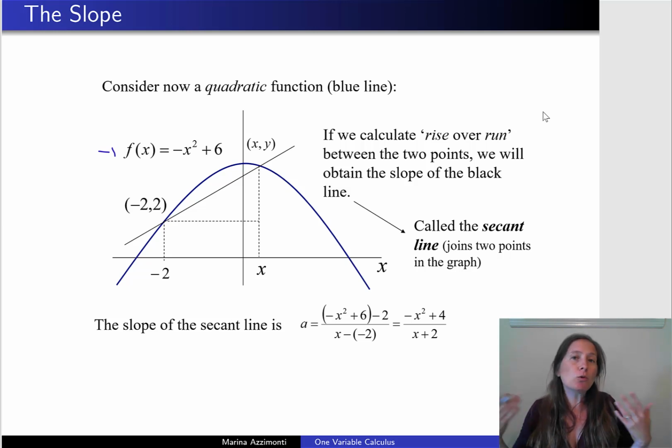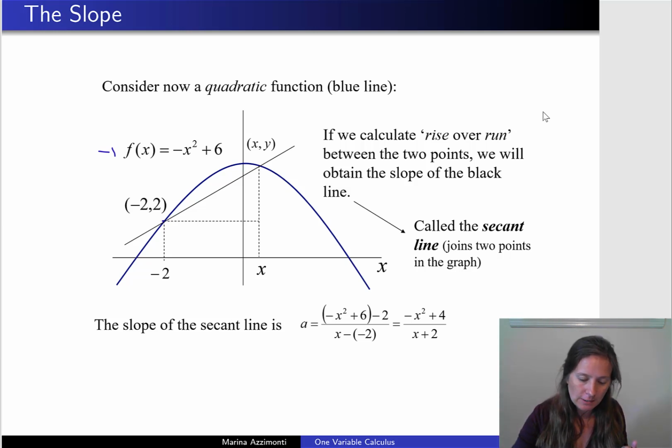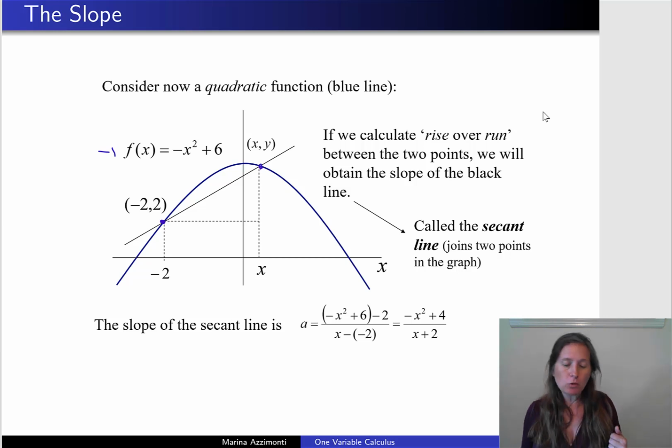Now let's say we want to do the same thing. We want to say, okay, let's join these 2 points through a line. Remember, the line that joins 2 points in a graph is called the secant. And let's compute the slope of that line.